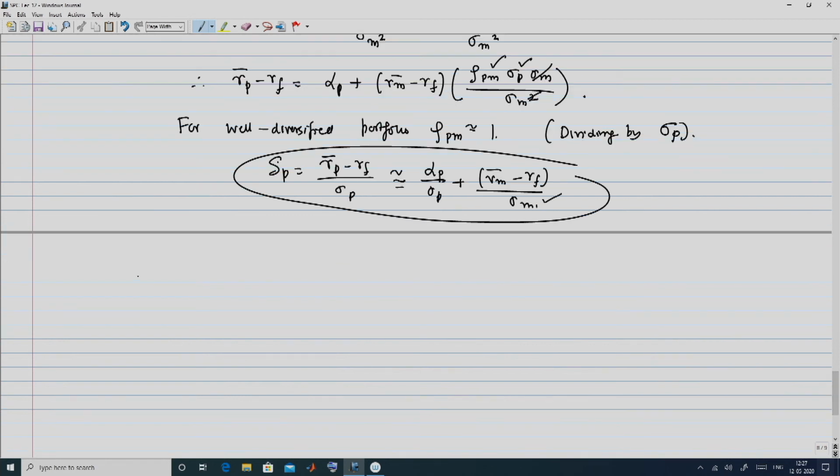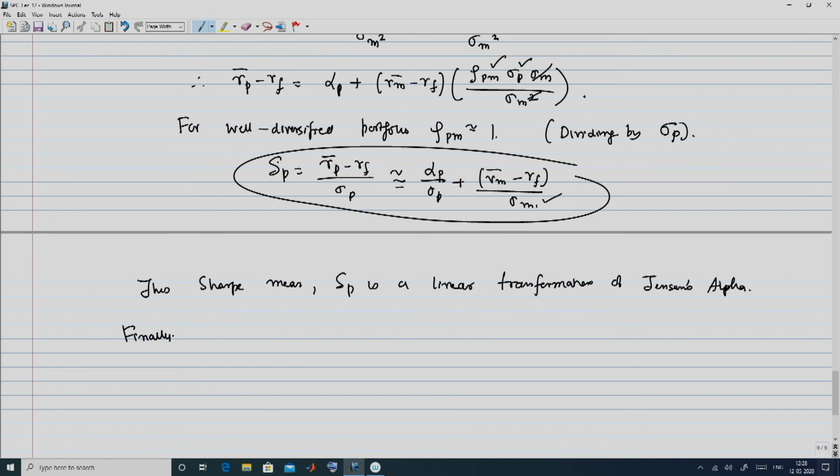So, from this relation, thus Sharpe measure S_p is a linear transformation of Jensen's alpha. So, we have looked at Jensen's alpha and its relation to the Treynor ratio and the Sharpe ratio. We are only left with one combination, how to connect the Treynor and the Sharpe ratio. So, finally, T_p and S_p can be linked to each other.